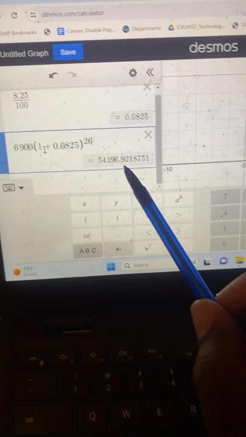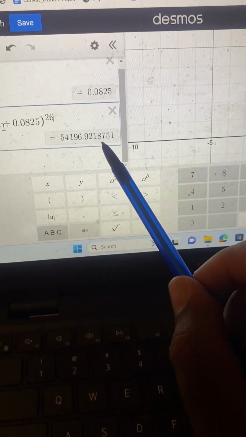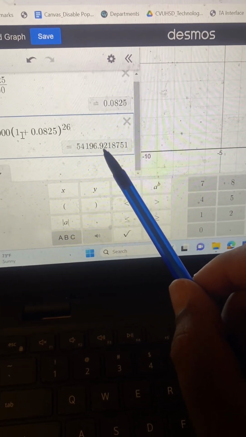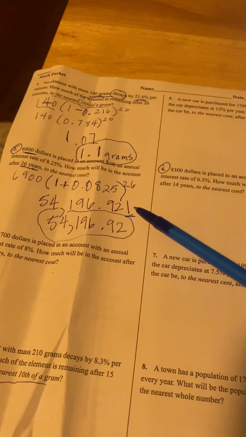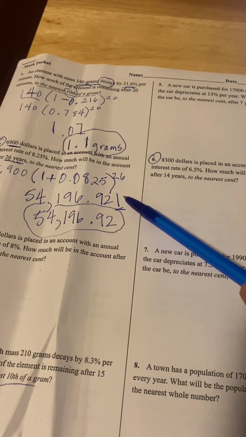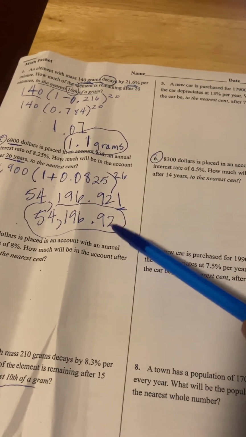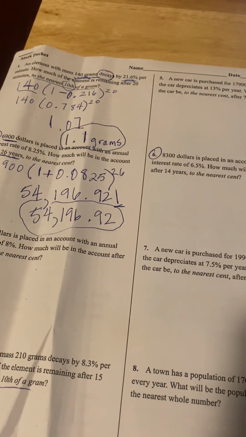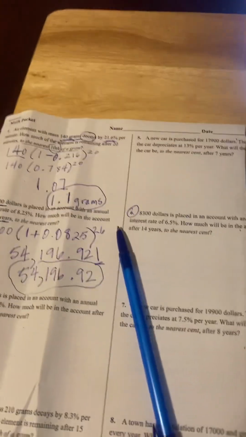It'll give you the answer for rounding it to the nearest cent. That means rounding it to the nearest hundredth. And I just showed you how to do that. All right. If this number happened to be 5 or greater, bump this number 2 up to a 3. Okay. So that's how that should go.